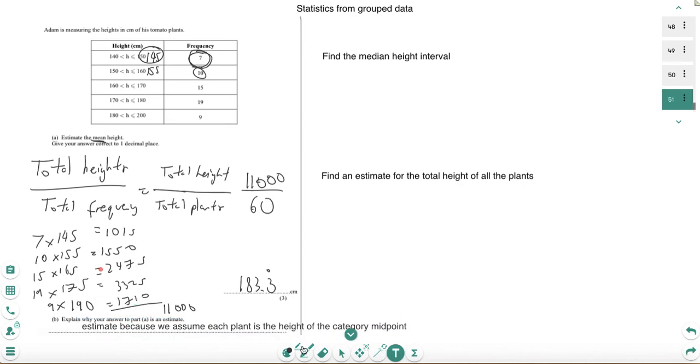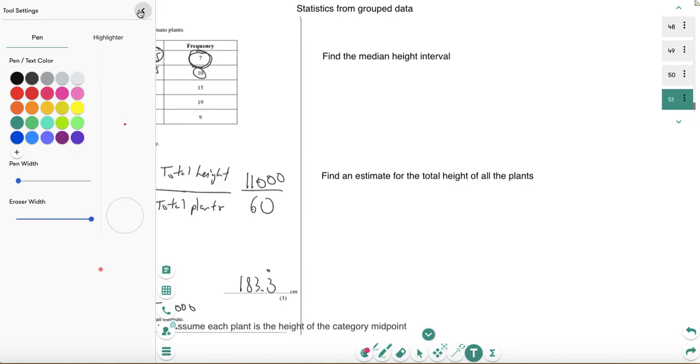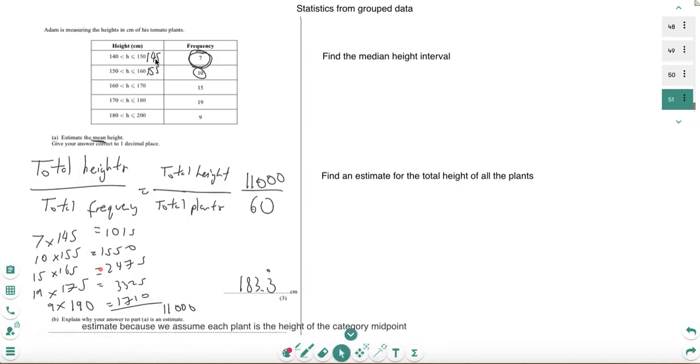All right. Next, find the median. So how do you do your median? What you have to do is you add that extra column, right? The cumulative frequency column. So I'm going to add it to the end. So the first column is just for plants between 140 to 150. So that's still 7. The next column is from 140 to 160. So it's these 2 columns added up, so 17.